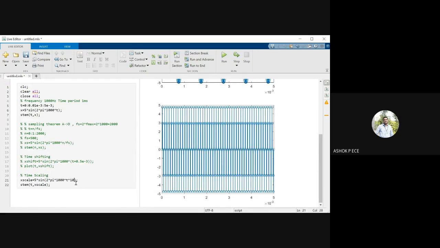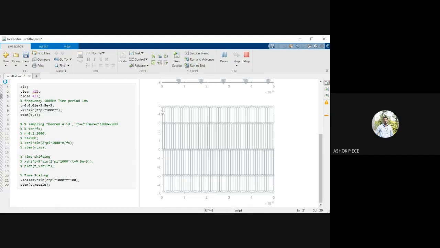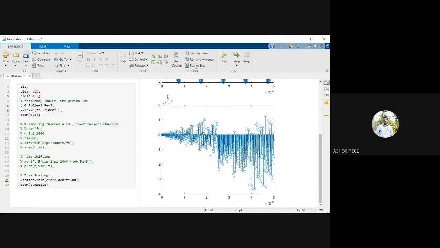So I have given a scaling factor of 10. So it is looking like a sine wave. As we compress more and more, the signal tends to go to 0 because energy becomes 0. When energy becomes 0, the signal will not exist, right? So when I give 100, you could see the amplitude. See, the amplitude is 10 power minus 13 something you're getting, right? Which is almost equal to 0, right?